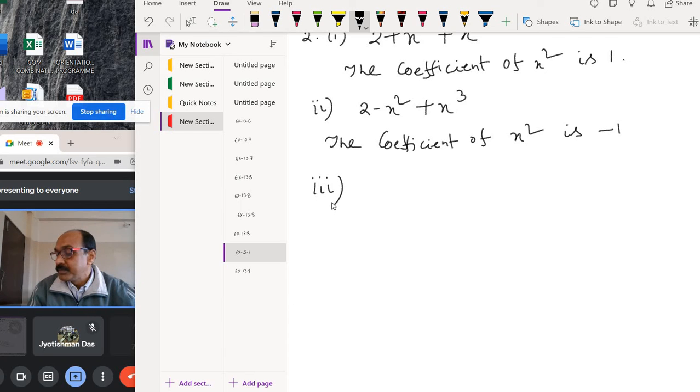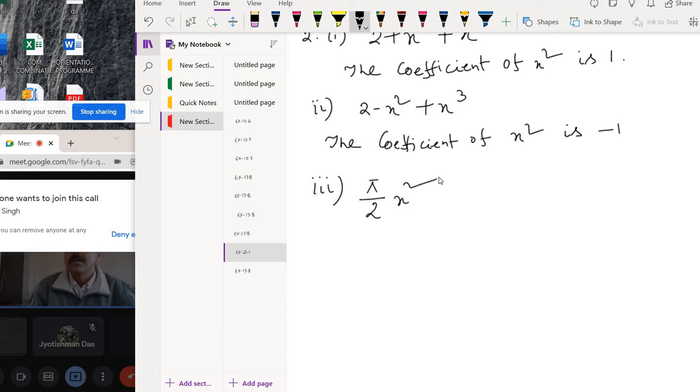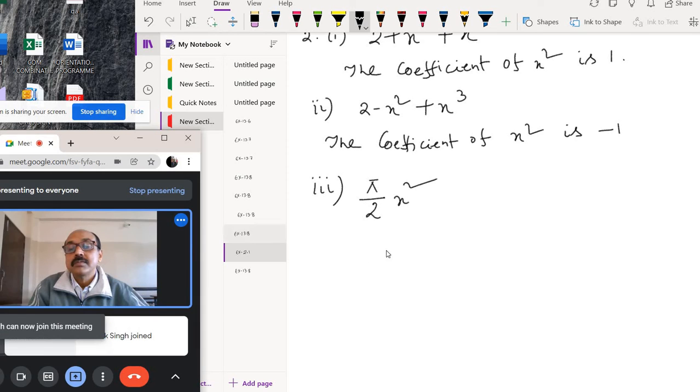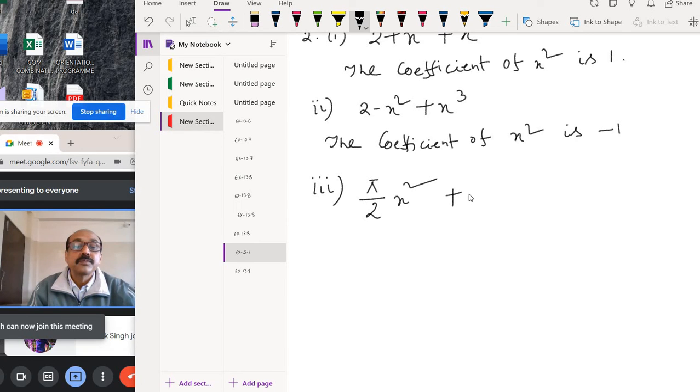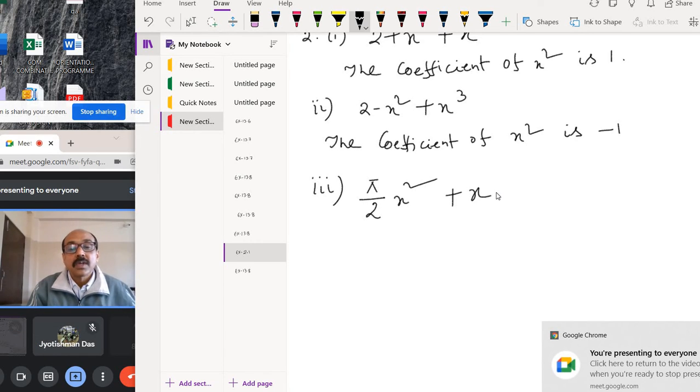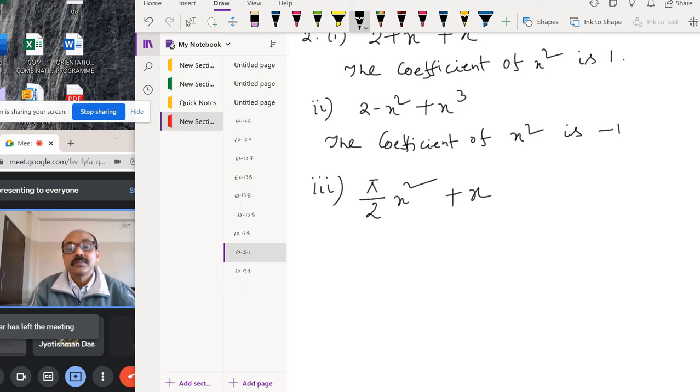Number 3, pi by 2 x square plus x. With x square, pi by 2 is present, pi by 2 into x square. So the coefficient of x square is pi by 2.